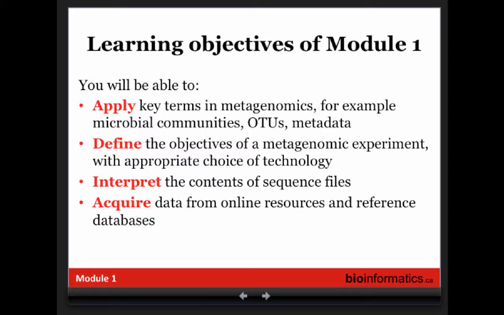I took out the part about interpreting the content of sequence files, namely FASTQ files, but of course, during the tutorial, you'll have a chance to look at FASTQ files for those of you who have never dealt with a sequence file, which may these days be like telling airline passengers how to fasten their seatbelts. But in any case, we will show you what sequence files look like and what the content of it is. And the last bit is, in the hands-on tutorial, we'll show you how to acquire data from different online resources and reference databases available.